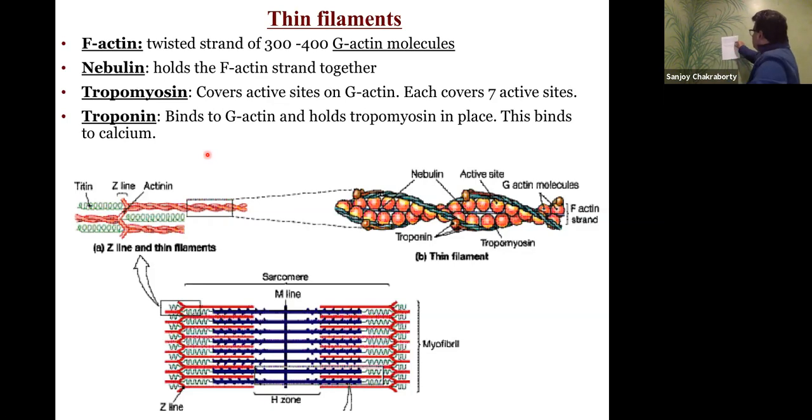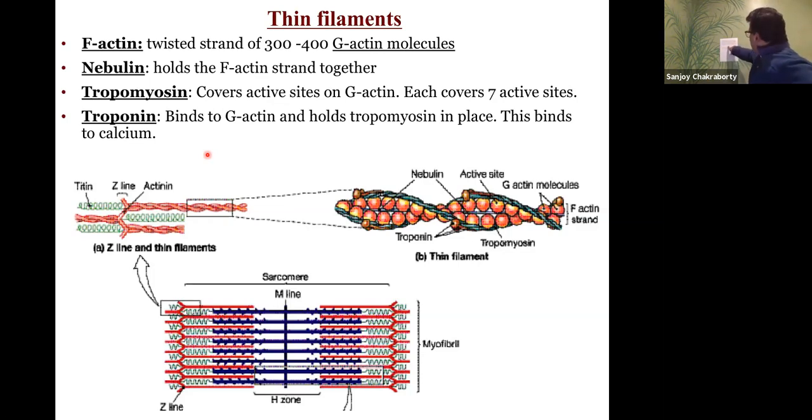This paper is covering that. This is the active site. It's covered by a protein called tropomyosin. So the protein is the tropomyosin. My finger is the troponin. So troponin is this one. This protein is troponin. They're holding tropomyosin in place.